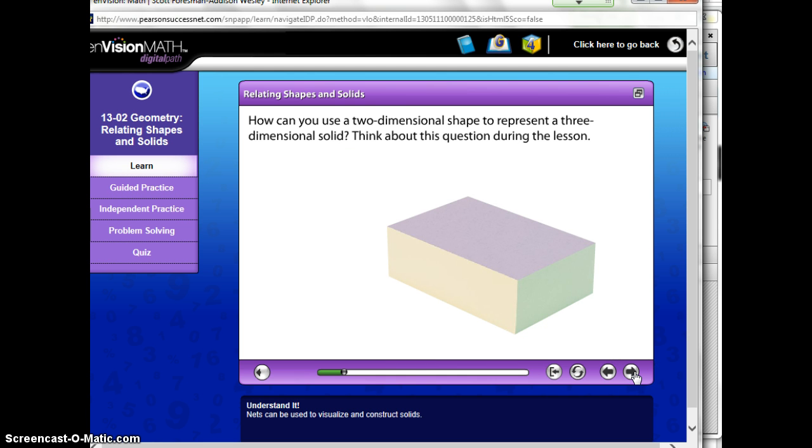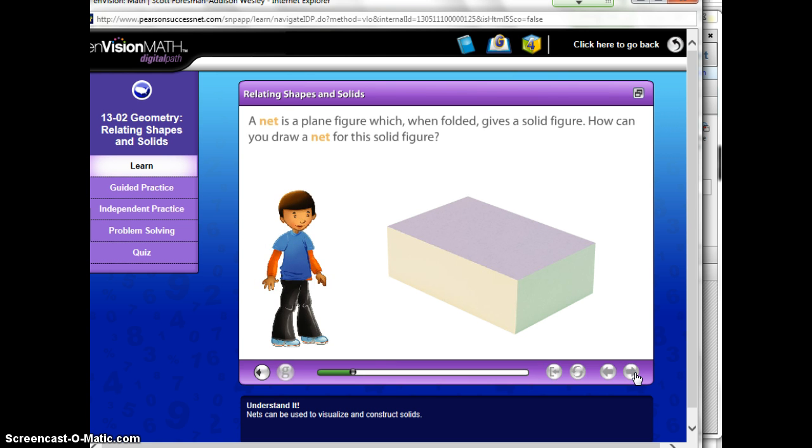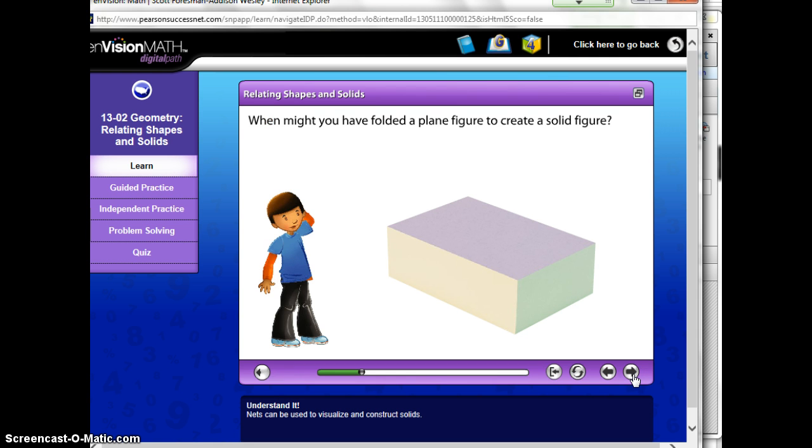Our question of the day is, how can you use a two-dimensional shape to represent a three-dimensional solid? Well, a net is a plane figure when, if you fold it, it gives you a solid figure. How do we draw a net for a solid figure? Well, it's a little bit tricky. Can you think of a time in your life where you might have had to fold a plane figure and create a solid figure?